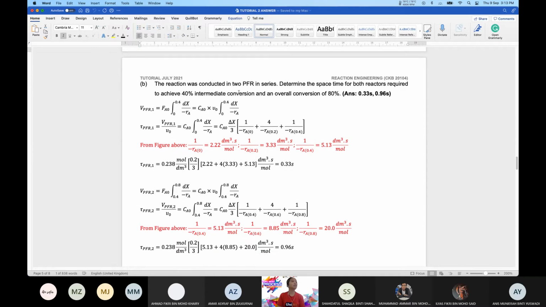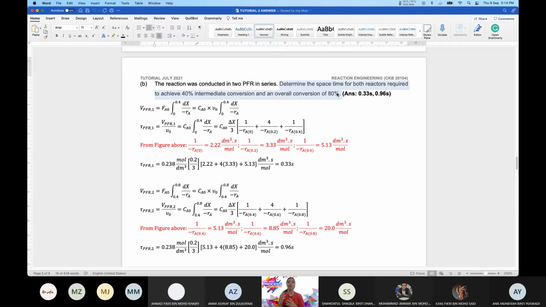The reaction is conducted in 2 PFR in series. So tadi single, sekarang series. Tadi CSTR, sekarang PFR. Okay, so dia kata determine the space-time for both reactors required to achieve 40% intermediate conversion, overall conversion 80%. Okay, so now dia dah lain sikit kan. Apa maksud saya lain? Reaktor bersiri tu masih sama. Intermediate conversion, overall conversion also still the same. Tapi yang beza dia, sebelum ni we calculate volume, but this one dia nak kita calculate space-time.